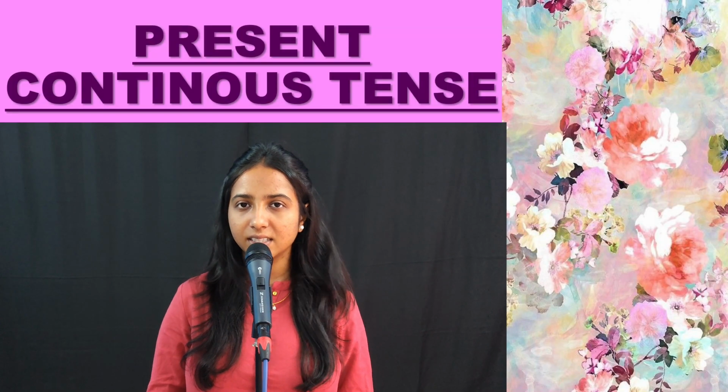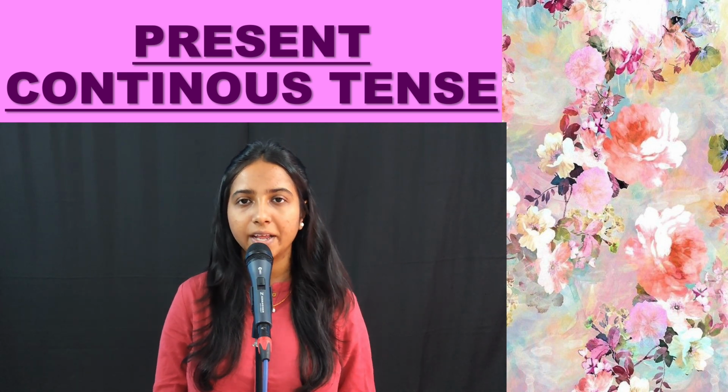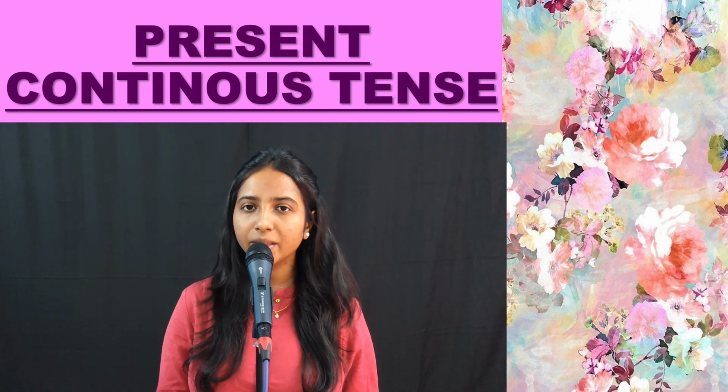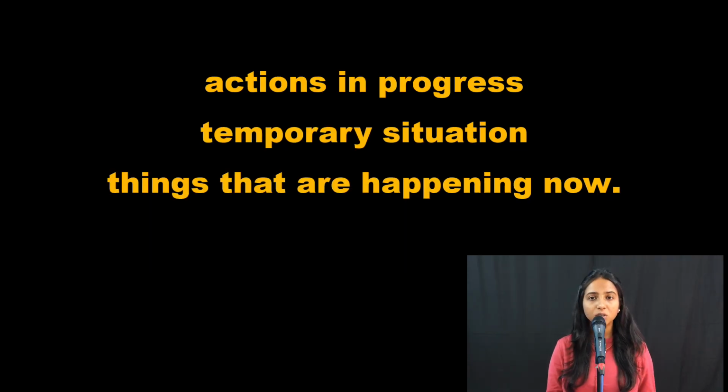So our next tense is present continuous tense. Now, have you ever thought when do we use the present continuous tense? Well, we use it when we are talking about actions in progress, or when we are talking about temporary situations, or when we want to focus on things that are happening now. So, this is when we use the present continuous tense: when we are talking about actions in progress, actions that are happening now, or temporary situations.